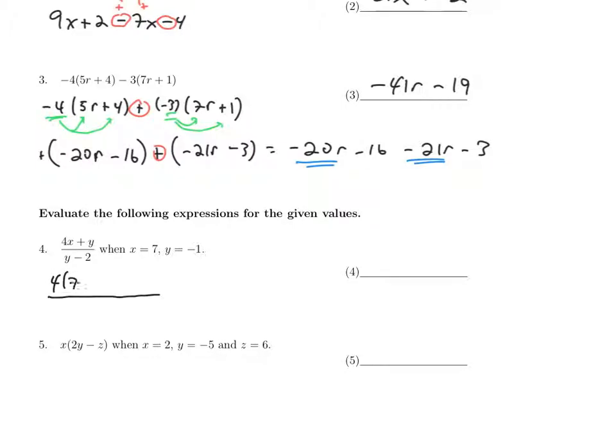When I change the x to 7, the top becomes 4 times 7. I put the 7 in parentheses. And then plus y, y is negative 1, so I put that in parentheses. And then the denominator, I do negative 1 minus 2.